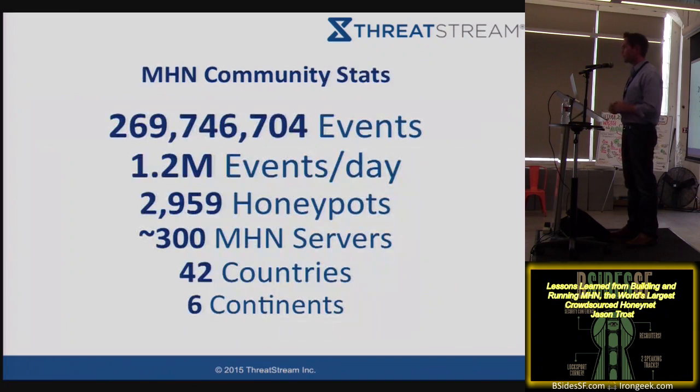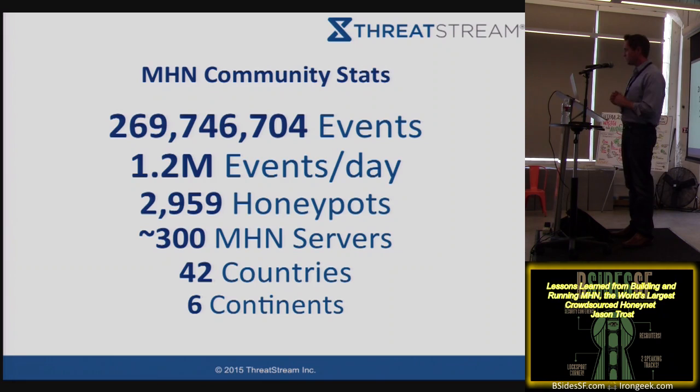Okay, so now moving into some community stats. Here's some numbers that are centered around the community. Since this project started in June 2014, we've collected nearly 270 million events from these heterogeneous honeypots deployed by other people. Typically, we see about 1.2 million events per day, coming from nearly 3,000 honeypots and nearly 300 MHN servers. And when I say nearly 300, we're not really sure of the exact number.